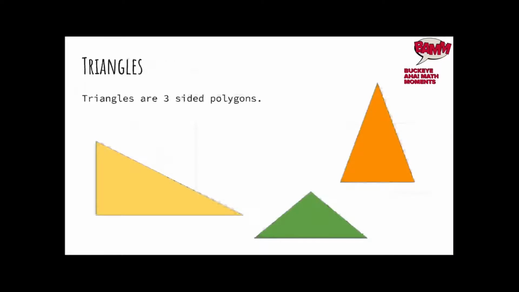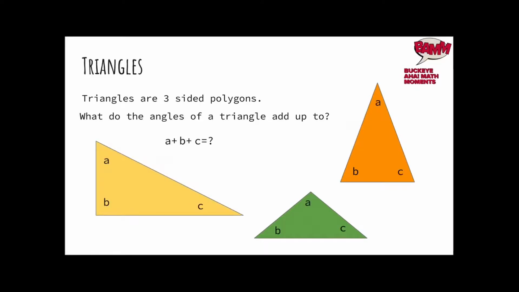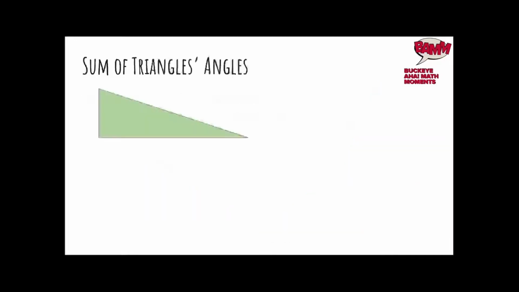So let's ask ourselves, what do the angles of these triangles add up to? If we were to call one angle A, another B, and another C, do those add up to a specific value? Spoiler alert, they do. And you may already know what they add up to, but let's go ahead and see if we can figure it out together. Let's take a triangle, and let's think of it as being on the ground. We're going to take a walk around this triangle.